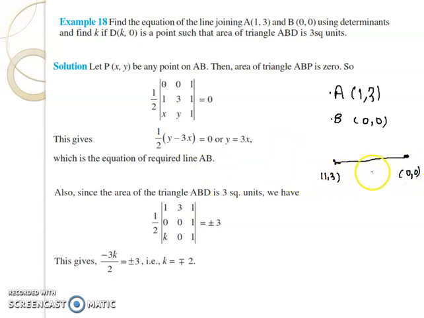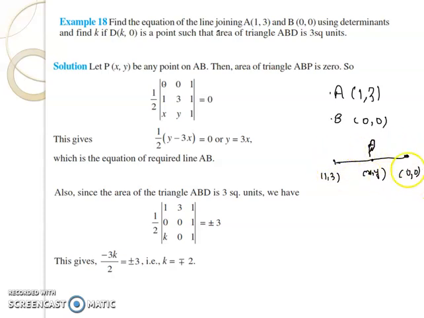So for area of triangle we need 3 points. Let the third point be P, whose coordinates are x, y, right? So I'll write it more clearly. This point I'll write P. A (1, 3), P as (x, y).